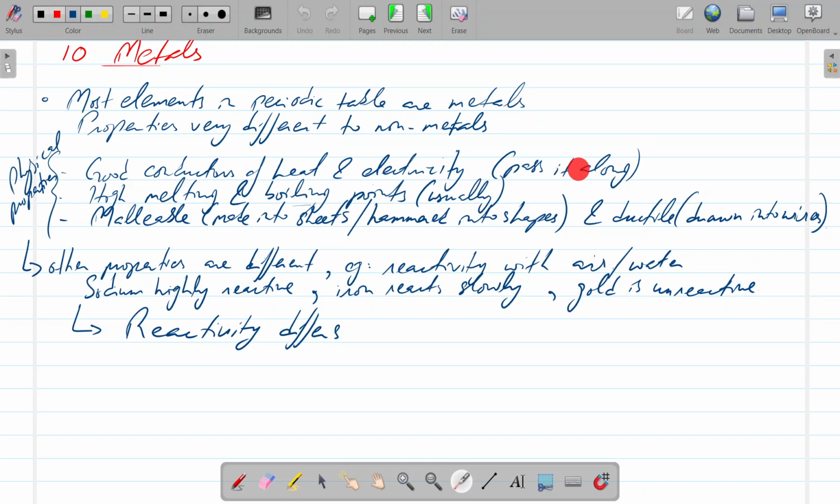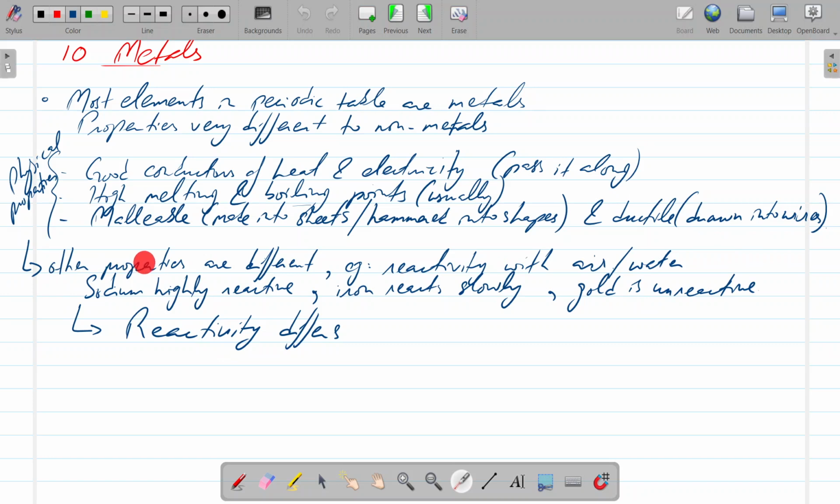So they pass the heat or the electricity along. They usually have high melting and boiling points, and they are malleable, which means they can be made into sheets or hammered or bent into shapes, and that they are ductile, which means they can be drawn into wires.